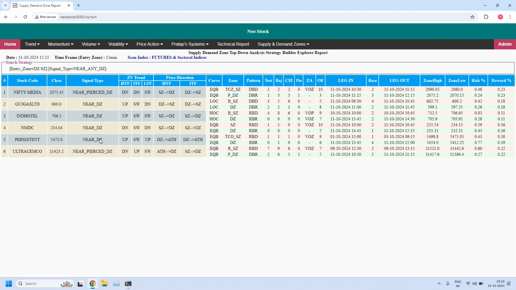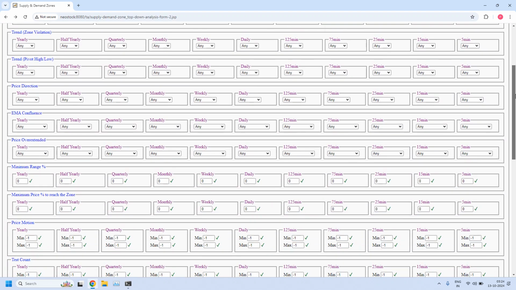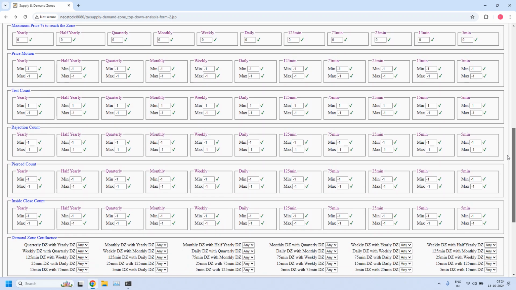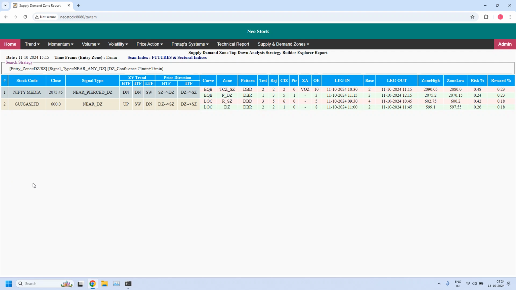If you want to know how many are having an ITF confluence, that is 15 minutes demand zone with 75 minutes demand zone confluence. This is ITF confluence because entry time frame is 15 minutes. We got only 2. In that, the first one is already pierced. We can't use it.